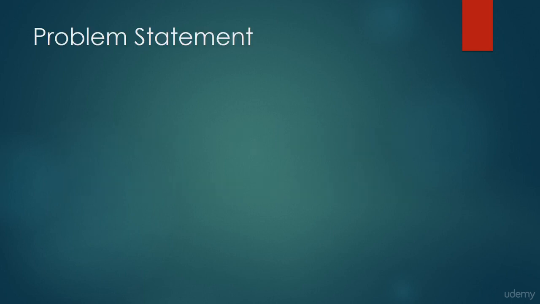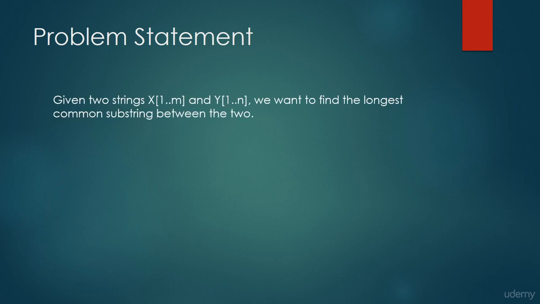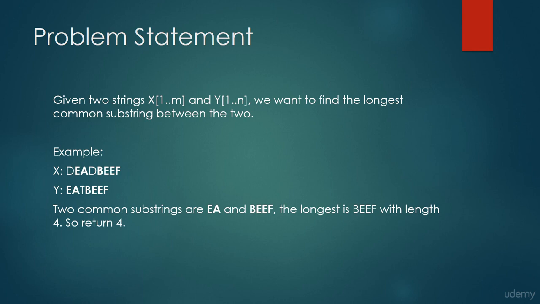So the problem statement is as follows. Given two strings x1 to m and y1 to n, we want to find the longest common substring between the two. Let's have an example to see what that means. Let's say x is dead beef and y is eat beef. Then we have two common substrings here, EA and beef. The longest is beef with length 4, so we should return 4. In other words, we're trying to find the length of the longest common substring between the two strings.